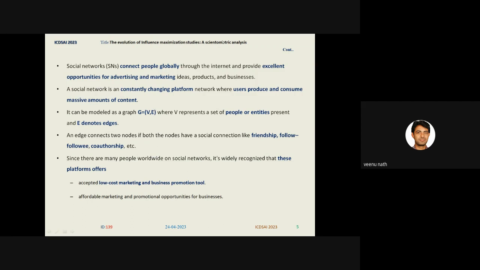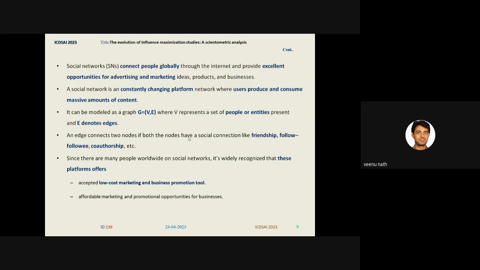Edges in a social network may be friendships between two persons, follow relationships between two persons, and co-authorship between two articles. These are the edges in that graph. Overall, the graph in a social network is represented by vertices and edges. The vertices contain people or entities, and the edges are nothing but friendship, followee, and co-authorship relations. This is the basic idea of a social network represented in the form of graphs.